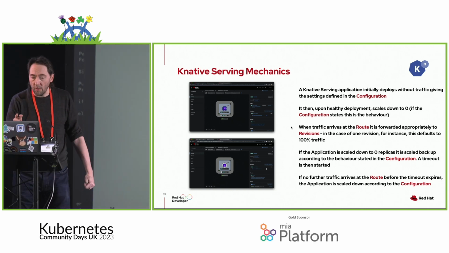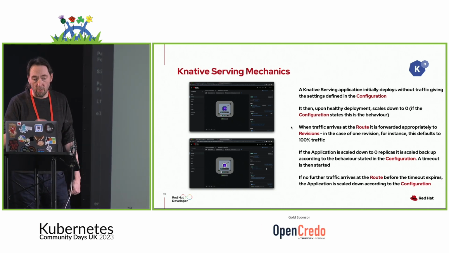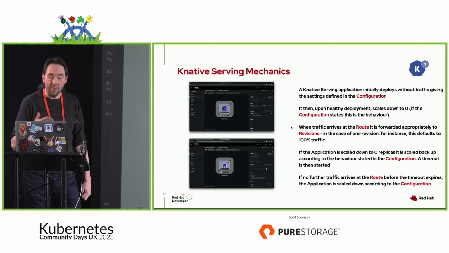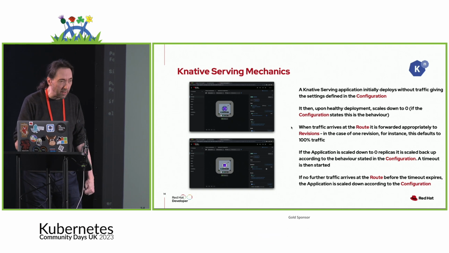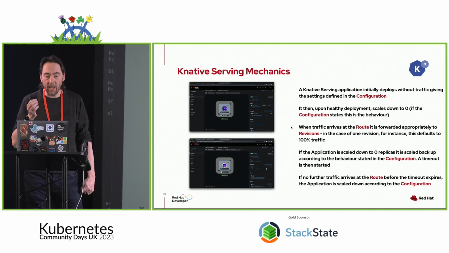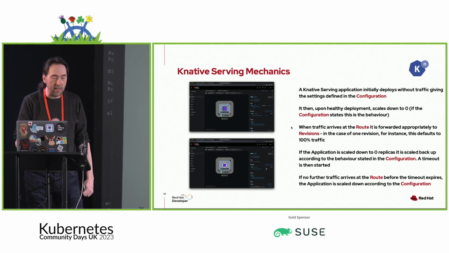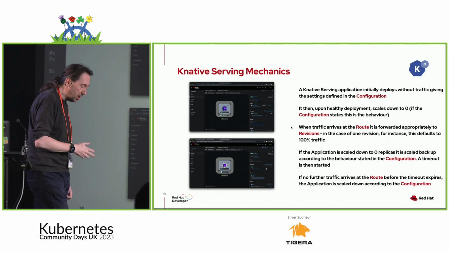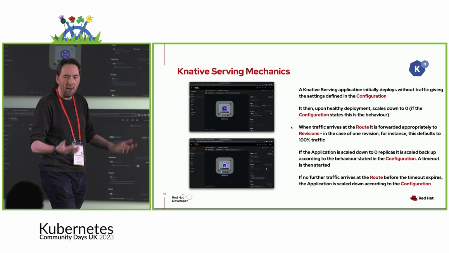So when traffic arrives at the route, it is forwarded appropriately to the revisions. In the case of one revision, for instance, this defaults to 100% traffic. If the application is scaled down to 0 replicas when traffic arrives, it is scaled back up according to the behavior stated in the configuration. And the configuration could define whether it spins up to 1 replica, whether it spins up to 5 replicas.